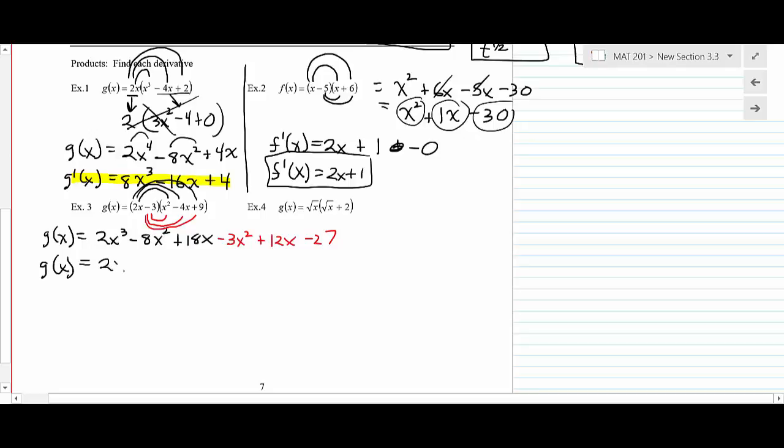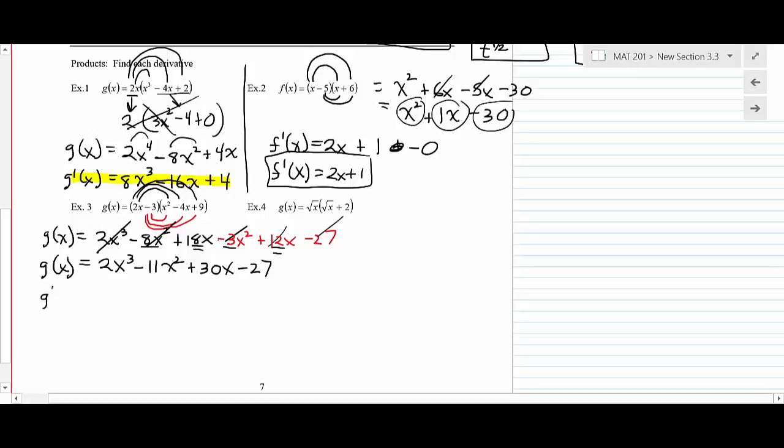So we'd have 2x to the third. These are like terms. The x squareds go together. Negative 8 minus 3 is negative 11x squared. Put the x's together. 18 plus 12 is plus 30x. And then bring down the minus 27 like that. So you have to apply the algebra before you do the derivative. Now we're just doing the basic rules that we learned today.